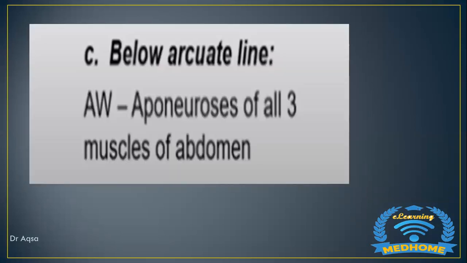And below? Below, the posterior wall is deficient, and we have all three muscles anteriorly. And what are the three muscles? External oblique, internal oblique, and transversus abdominis. Yeah, excellent. Thank you so much.